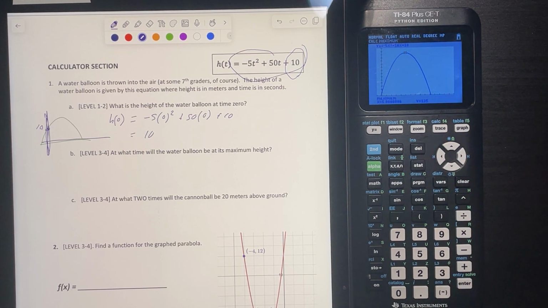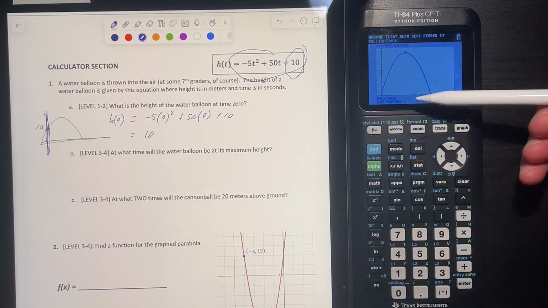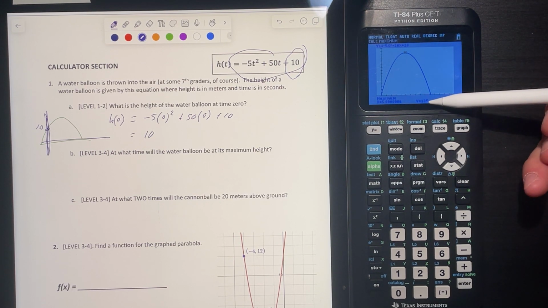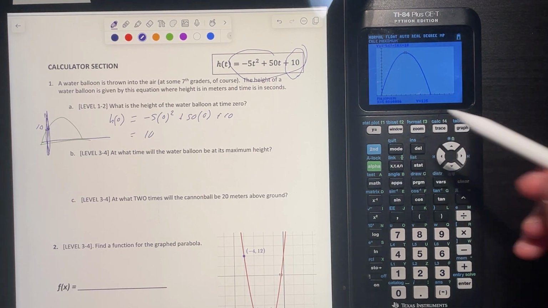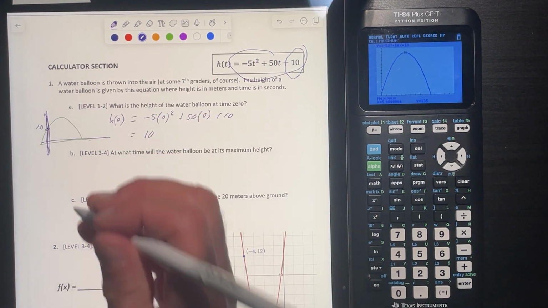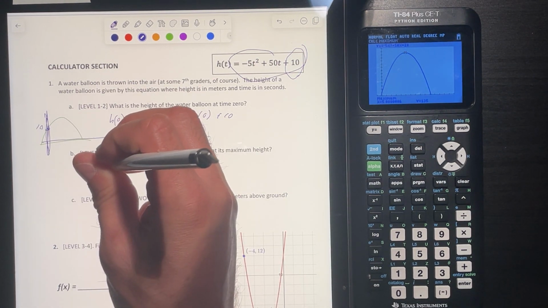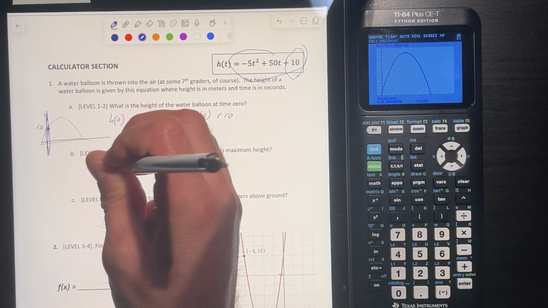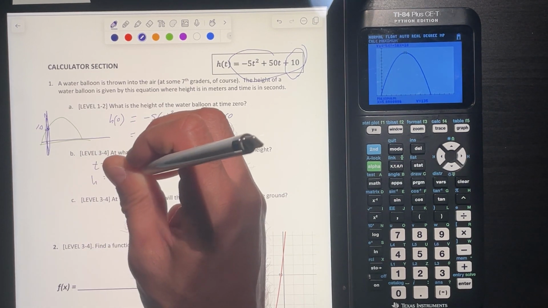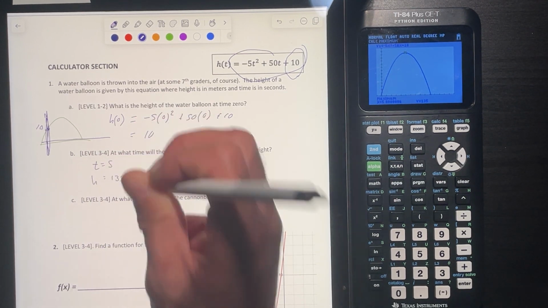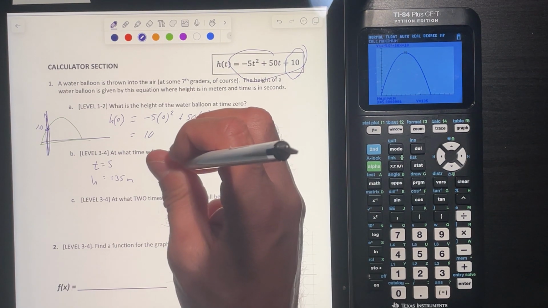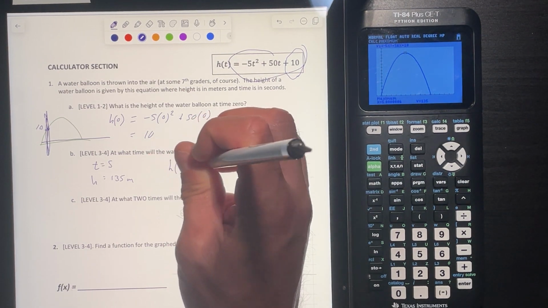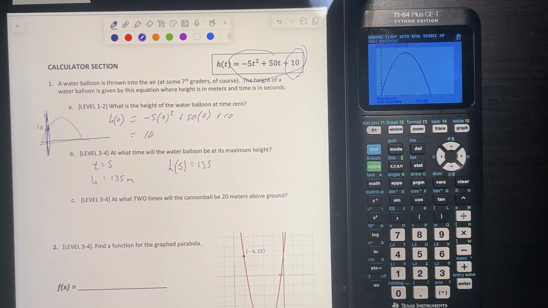So its maximum is 5. There's a bunch of zeros, but it's getting as close to 5 as it can, comma 135. So that 5, the first 5 is time. So at time equals 5, the height will be 135 meters, right? We might call that h of 5 equals 135.